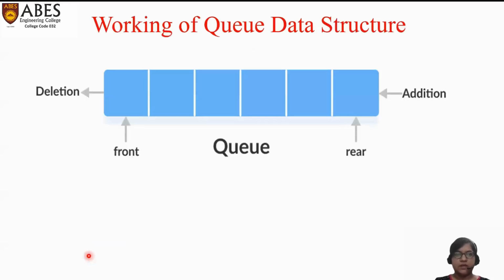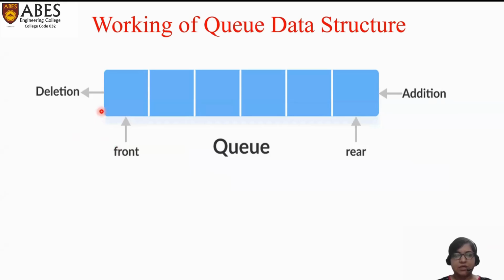Let's move forward and discuss the working of the queue data structure. This diagram shows the internal working of the queue data structure. In this we have two ends. The first one is the front end and the next one is the rear end. Elements are stored and accessed in a first in, first out manner. That is, elements are added from behind and removed from the front.